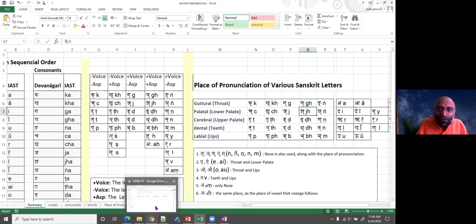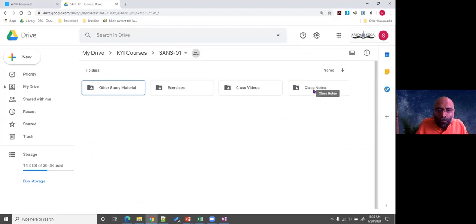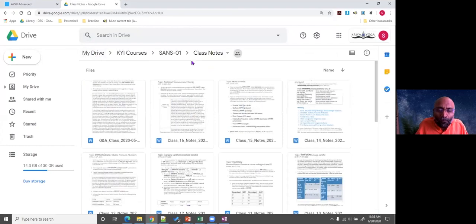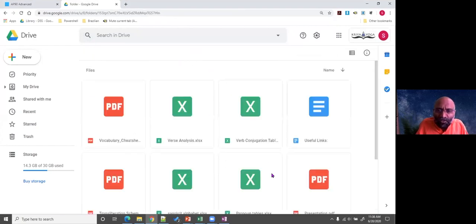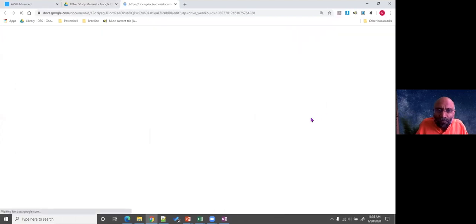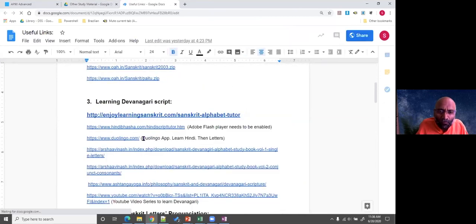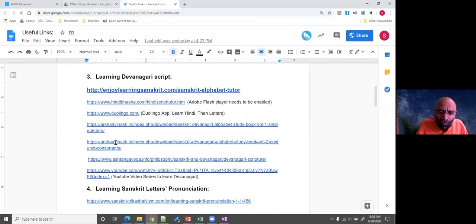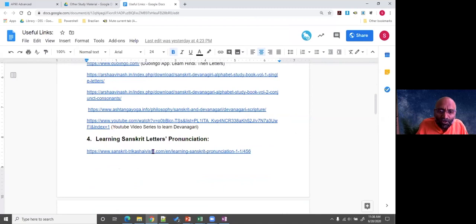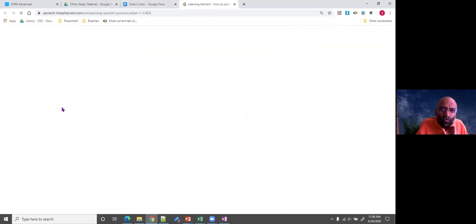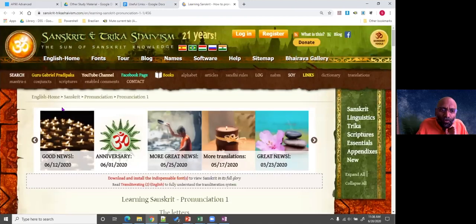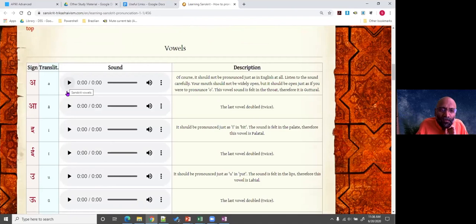In the repository I had shown, there was other study material. I had put some links. For those who are interested in learning this alphabet, how to pronounce and how to write, you can go to a particular link here, learning Sanskrit letters pronunciation, and that shows you all the letters. You can play the sound of the letter, and you can see how it is written in the Devanagari script and in the Roman transliteration.